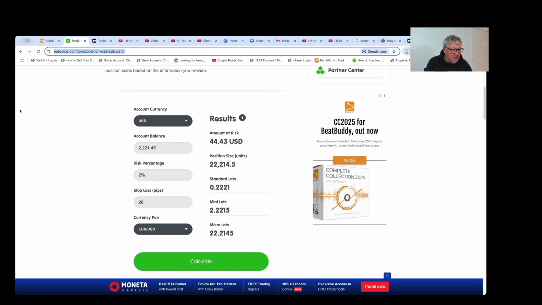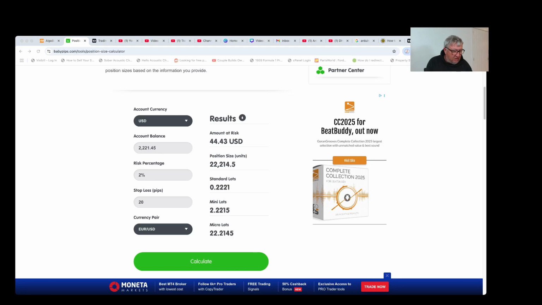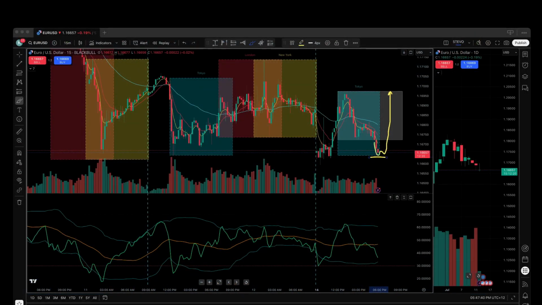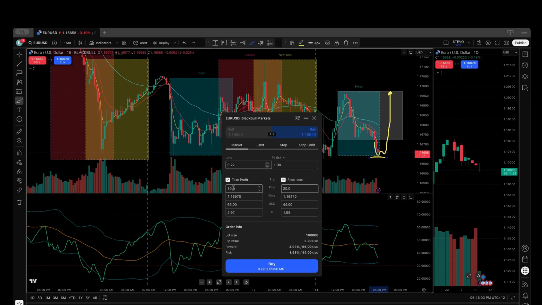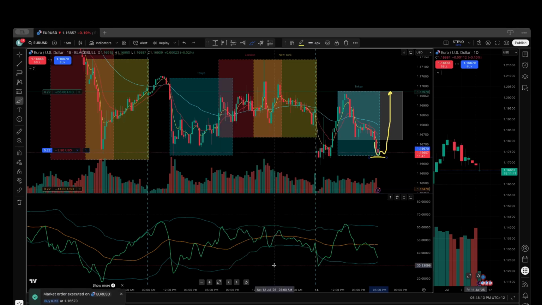So let's go back to TradingView, and I'll show you how to place the trade. I'm going to hit the buy button here. In the lots, I'm going to put 0.222 or 0.22 with the stop loss of 20 pips, and I'll take a profit of 30 pips. Okay, and you can see I'm risking 1.98% at the current price. I click buy, and it's going to put what we call a bracketed trade onto the platform.